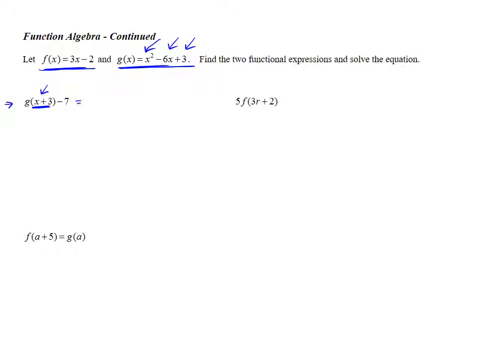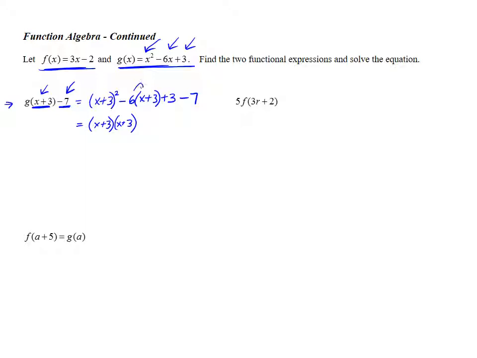So when I do that, I'm going to have x plus 3 in the place of x, and remember at the beginning x gets squared. Then I'm going to take minus 6 times all of that replacement of x plus 3. Then I need to make sure I have that 3 there, and then finally, now that I've done all of g of x plus 3, I'm going to subtract 7 because I still had that minus 7 at the end to take care of. Now I need to simplify. So I've got x plus 3 quantity squared. That really means x plus 3 times itself.